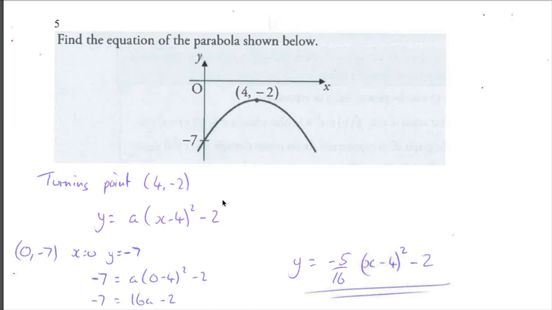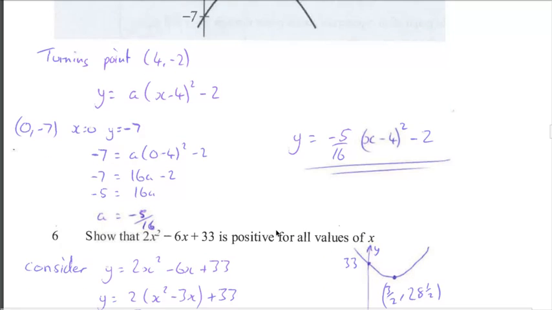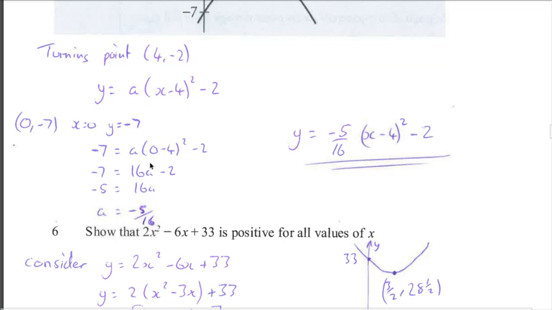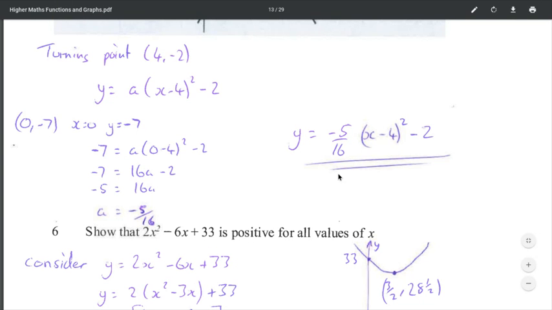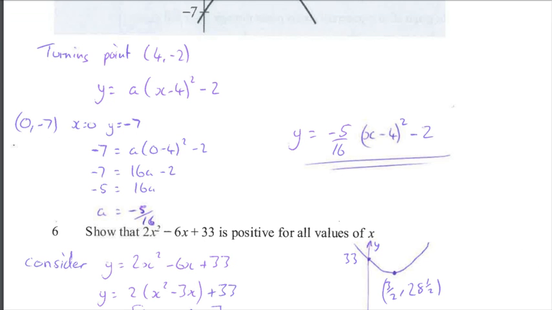Now again, just as in question 4, we're given another point on the curve here. When x is 0, y is -7 at this point. So we're just going to substitute in. So we end up with -7 equals 16a minus 2. Add 2 to both sides, and then divide through by -5. So a equals -5/16. We've just worked out that a is -5/16, so we just need to rewrite the equation. So y equals -5/16 (x minus 4) all squared minus 2.